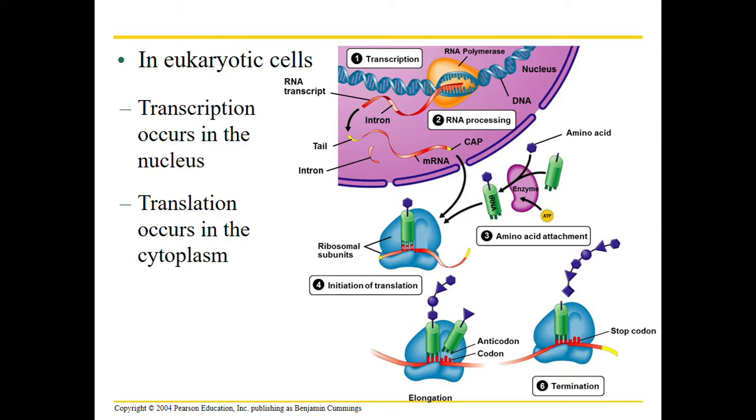In eukaryotic cells, transcription is going to happen in the nucleus, and translation will be in the cytoplasm where the ribosomes are. So the ribosomes are going to be in the cytoplasm, and that's where translation happens, whereas transcription is inside of the nucleus. In prokaryotes, there's no differentiation. It's all going to be happening in the same space. So think about different cell structures.